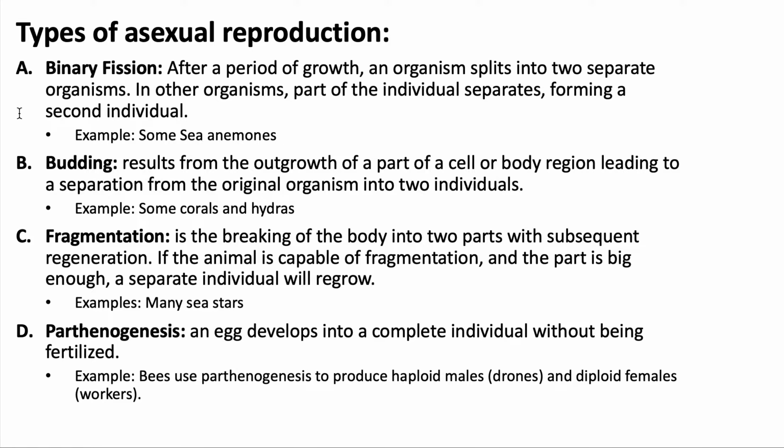The third is fragmentation. This is when there's the breaking off of the body into two parts with subsequent regeneration. If the animal is capable of fragmentation and the part is big enough, a separate individual will grow. And this occurs in many sea stars or starfish.